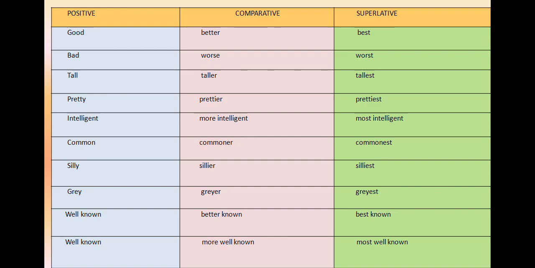Bad, worse, worst, tall, taller, tallest, pretty, prettier, prettiest, intelligent, more intelligent, most intelligent, common, commoner, commonest, silly, sillier, silliest, grey, grayer, greyest, well known, better known, best known. We can also say well known, more well known, most well known.